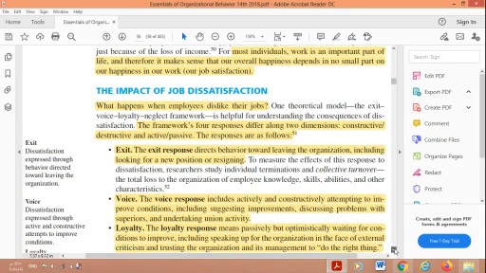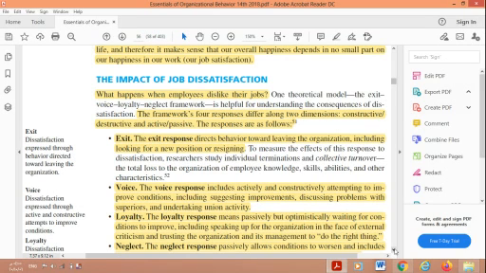Okay, the second response is the voice response. When the employees have an active and constructive response, it is called a voice response. What do we mean by the voice response? Here the employees try to improve the situation or do anything to improve the factors to move from the dissatisfaction area to a satisfaction area. So the voice response includes actively and constructively attempting to improve conditions, including suggestions, improvements, discussing problems with superiors and undertaking union activity.